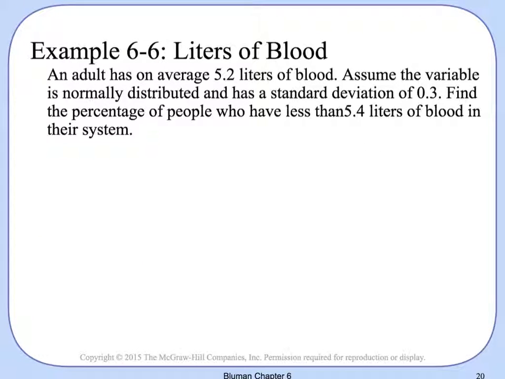So, liters of blood. An adult has on average 5.2 liters of blood. So what number is that? When I say on average, that's the mean. Okay, so I'm going to write that down right away. Right away I know that the mean is 5.2. Assume the variable is normally distributed and has a standard deviation of 0.3. What number is 0.3? Standard deviation, right? Okay.